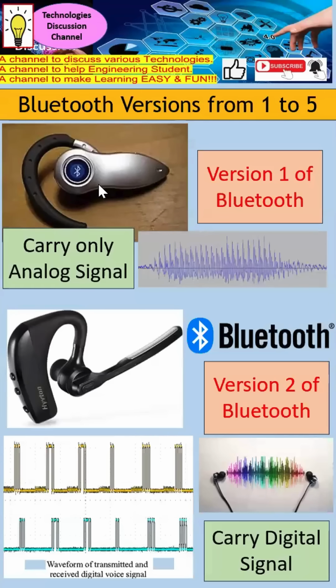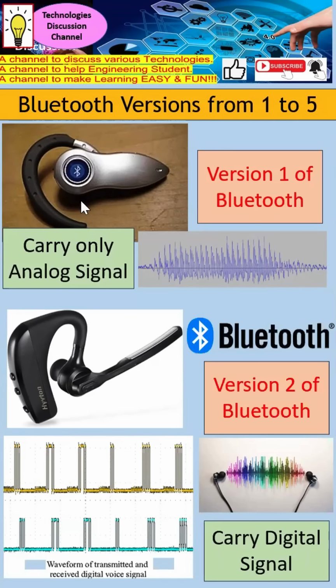I would like to explain why Bluetooth needs to have so many different versions, from version 1 all the way to version 5, from classical Bluetooth all the way to BLE, Bluetooth Low Energy. Okay, the first version of Bluetooth, in fact, is the first form of wireless communication. So version 1 is the first type of wireless connectivity.